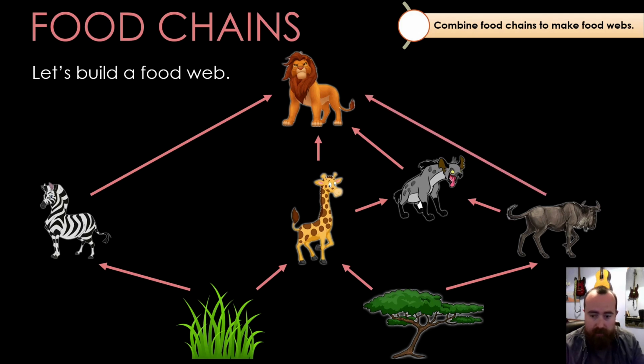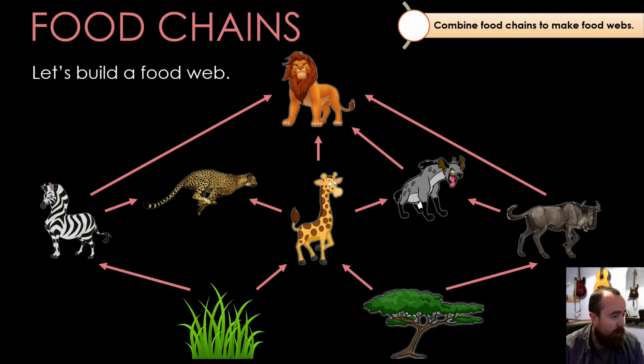Can you see how we're starting to get quite a complicated picture built up here with only 5 animals and 2 plants? It's already starting to get quite complicated. Just to add further complication to it, along comes a cheetah. And the cheetah eats a zebra, and might even decide to tuck into a bit of giraffe. And the lion, as well, being the top predator, can also eat some cheetah if it really wants to.